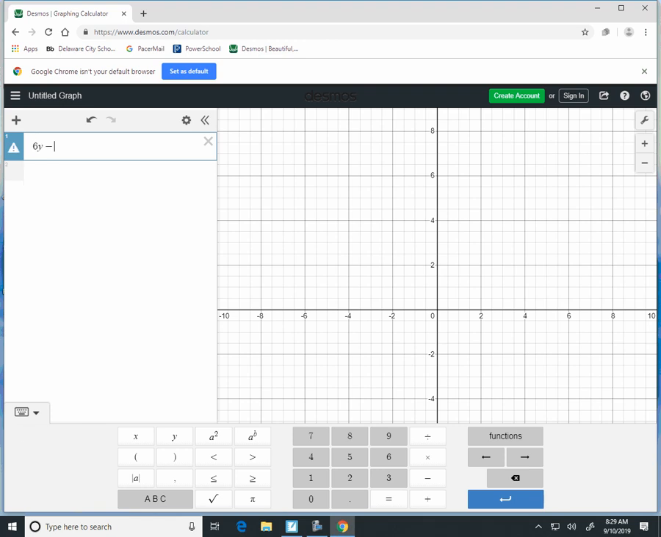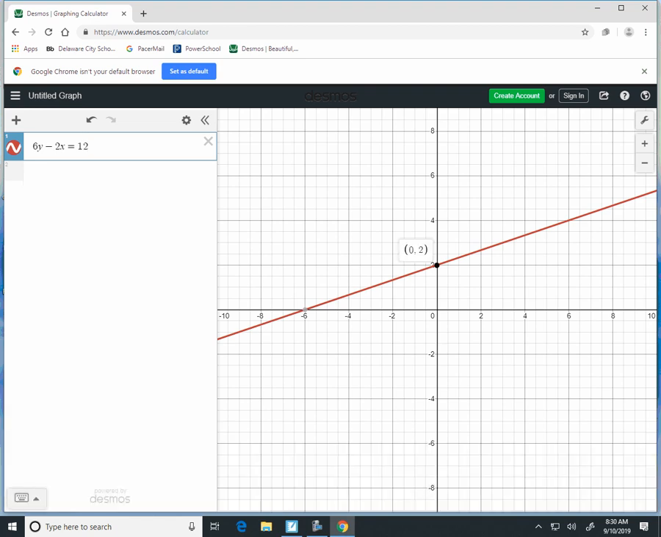6y minus 2x equals 12. And what am I going to check? I'm going to check those two dots that are our new best friends, right? This guy, the y-intercept. I remember putting the y-intercept at 2. The x-intercept, you always get those 2 points, no matter what. So my y-intercept is 2, my x-intercept is negative 6.